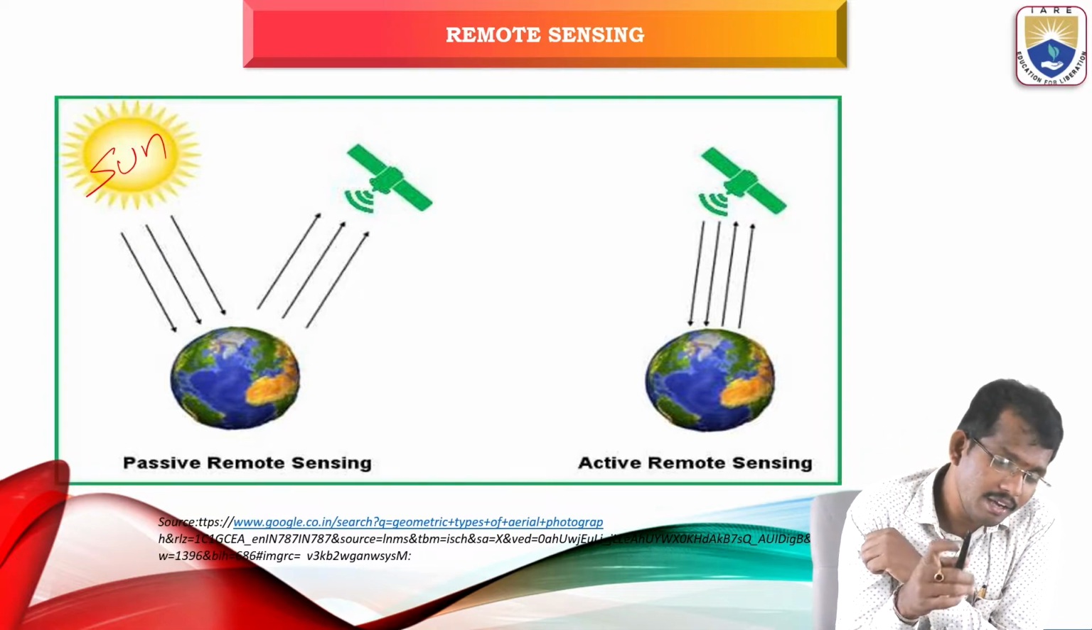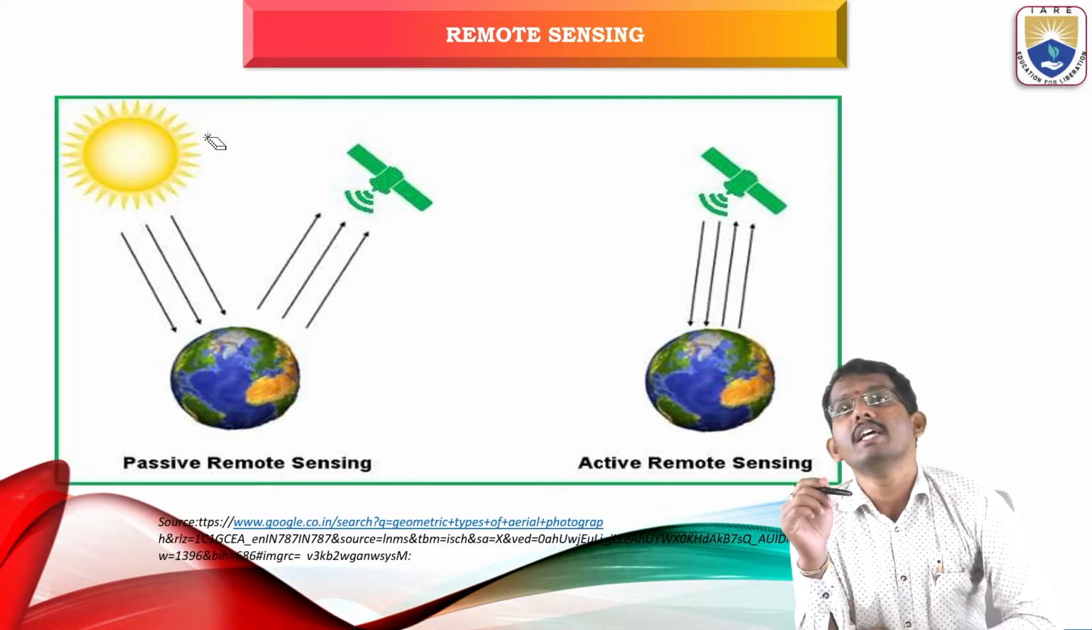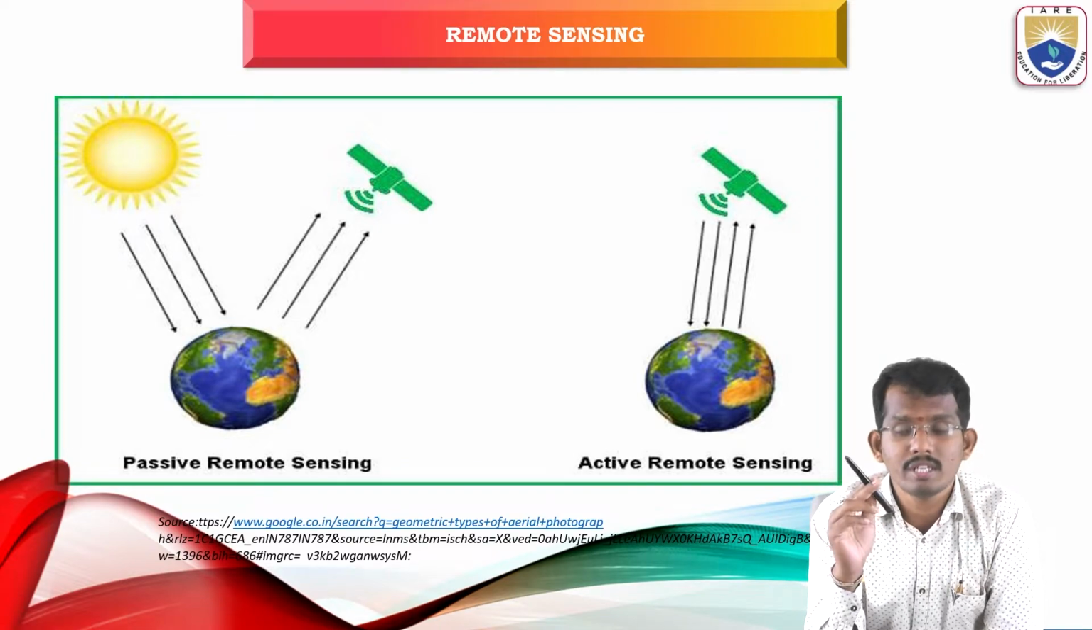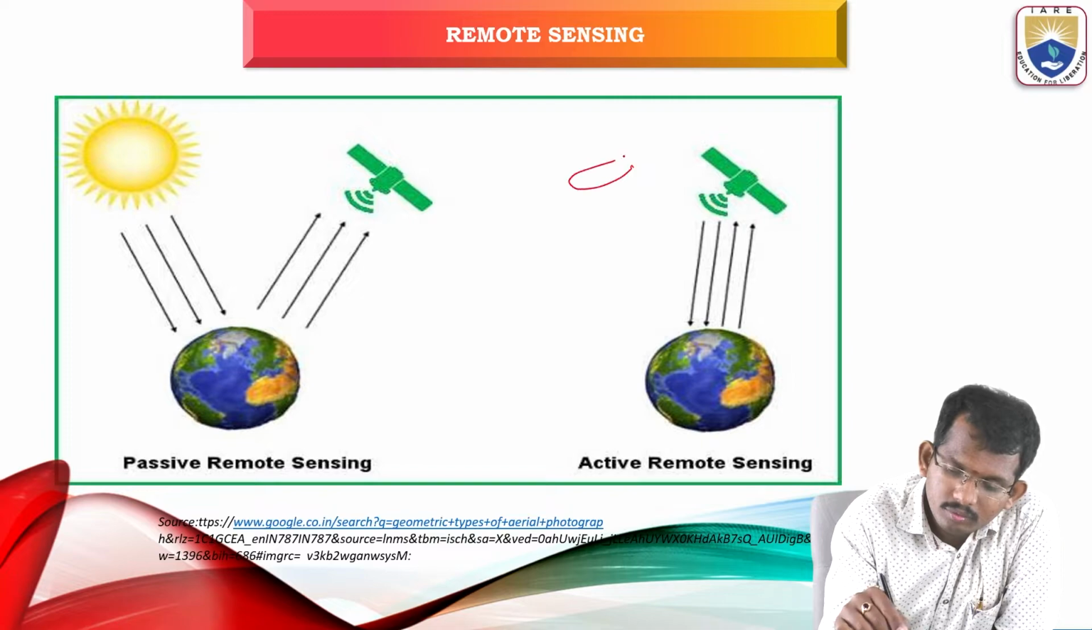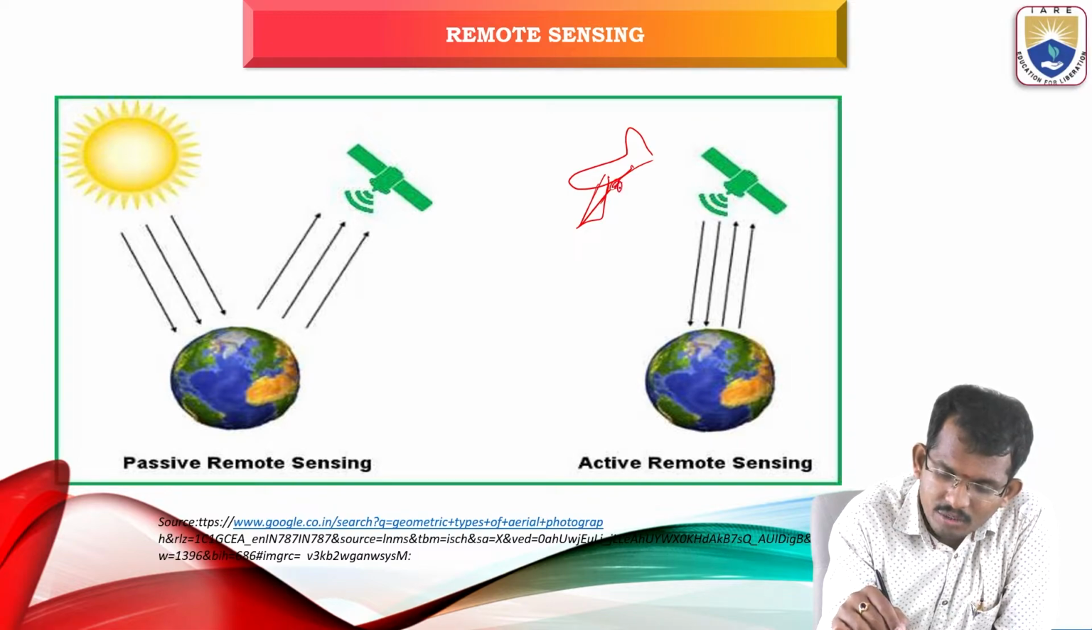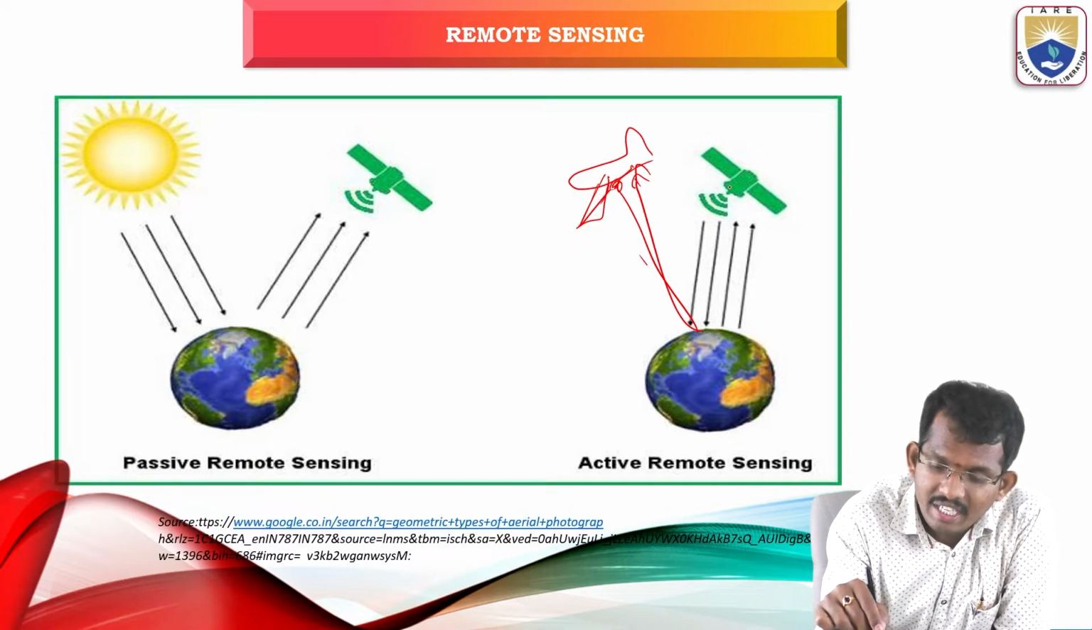So in presence of sunlight we are calling as passive remote sensing. In absence of sunlight we call active remote sensing. In absence of sunlight we can use an airborne vehicle. Okay, we can use airborne vehicle like this. So here we have an energy source which emits the radiation and absorbs the radiation, which has a sensor. Or you can get a satellite which emits the radiation, it absorbs the radiation.